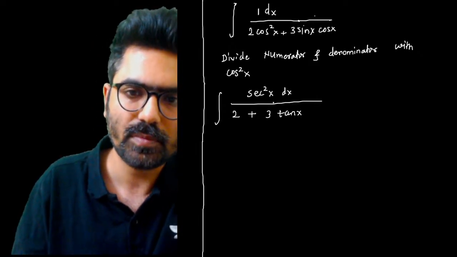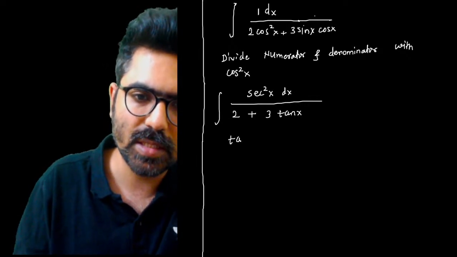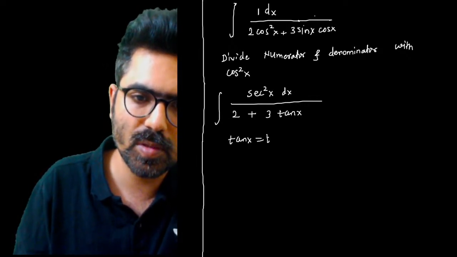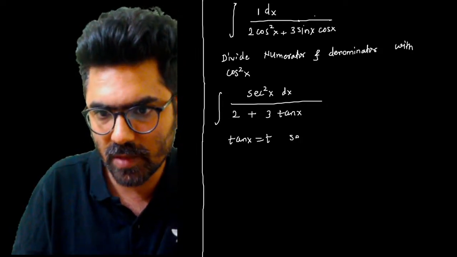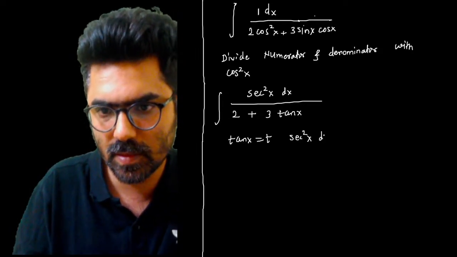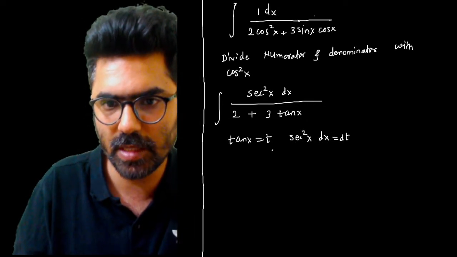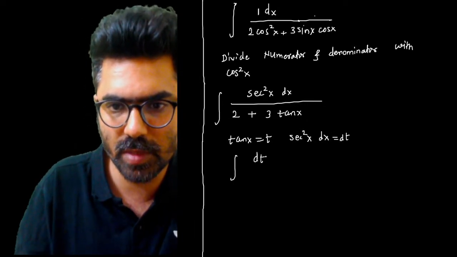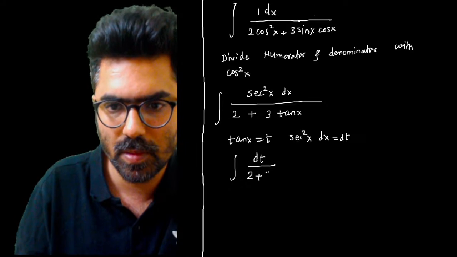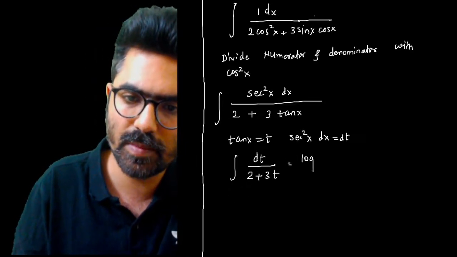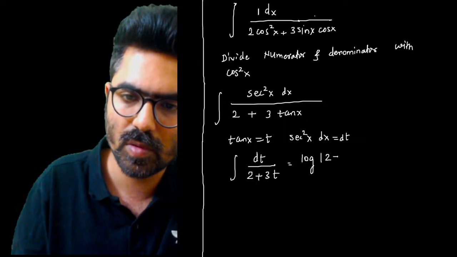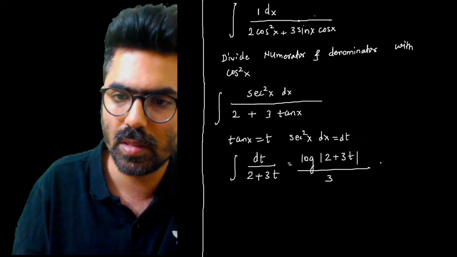Okay. Now you put tan x as t. If you substitute tan x as t, the numerator, sec square x dx, will become dt. Now the question becomes dt upon 2 plus 3t, and here it is a 1 upon linear type. The answer is log of 2 plus 3t whole divided by 3, plus c.